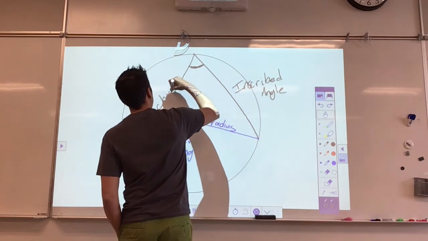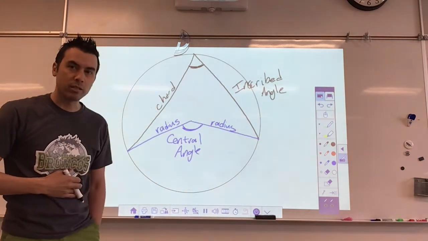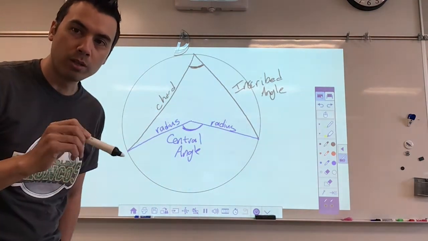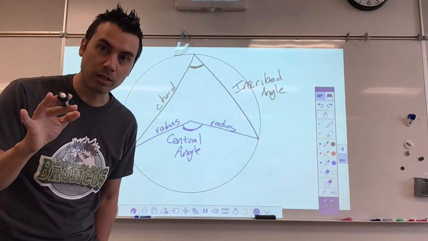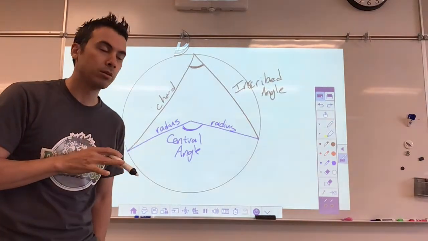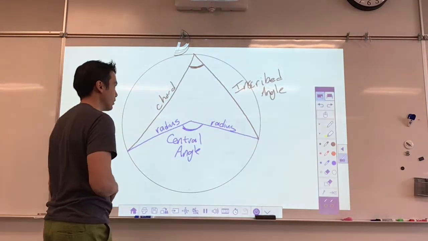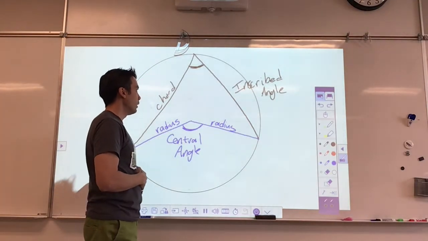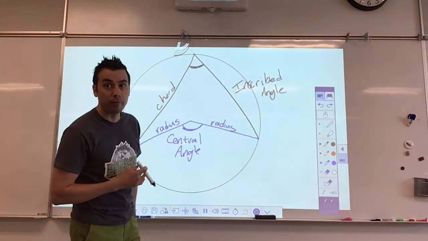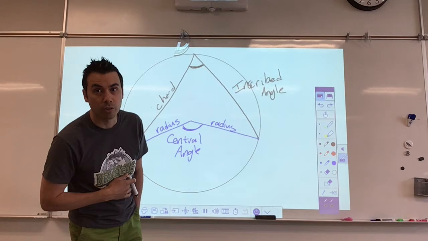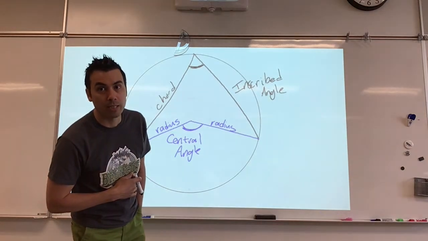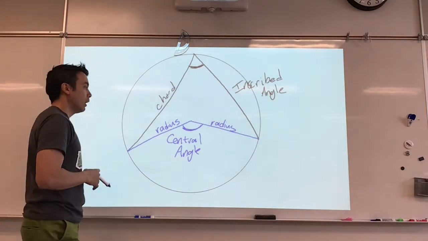And maybe I'll just throw this other new word up here as well, a chord. The difference between a radius and a chord is that a chord is touching two ends of a circle. The radius starts at the center, goes to the edge. It's only hitting one edge here. Unless we're talking about a very special chord called the diameter, which is still touching both ends of the circle, but that line also goes through the center as well.